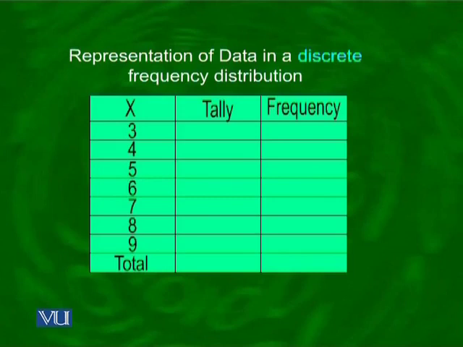The first thing to do is to denote our variable by x and then make a column of the x values that we have in our data. So as you now see, we will have a column which is headed number of books, and the number of books is denoted by x, and the numbers are 3, 4, 5, 6, 7, 8, and 9.